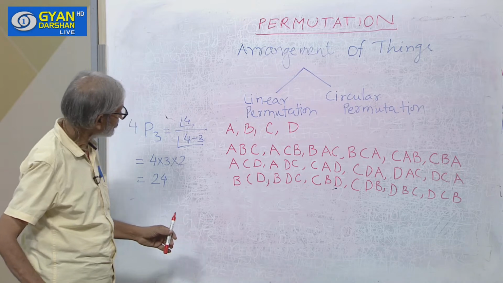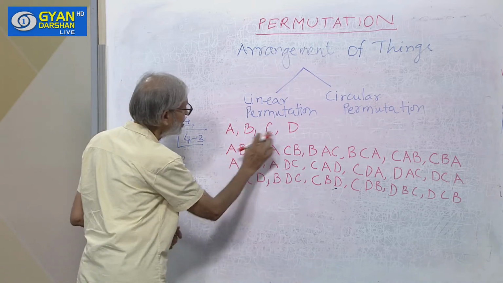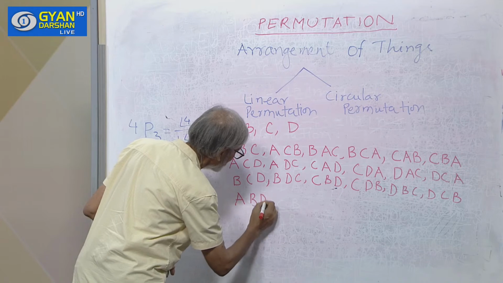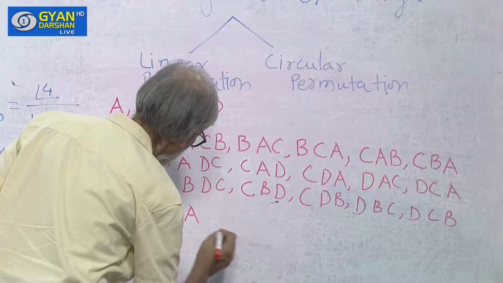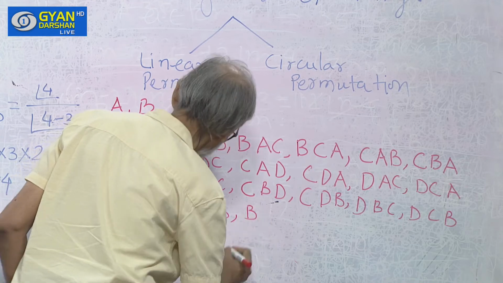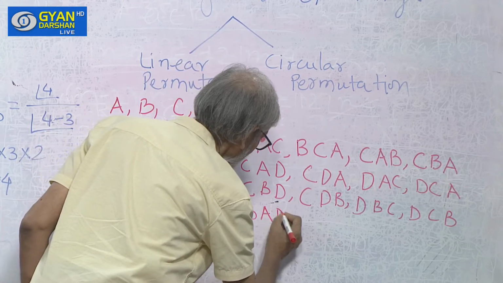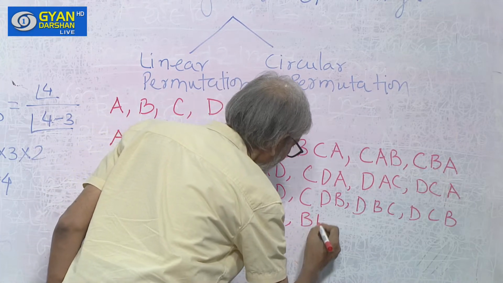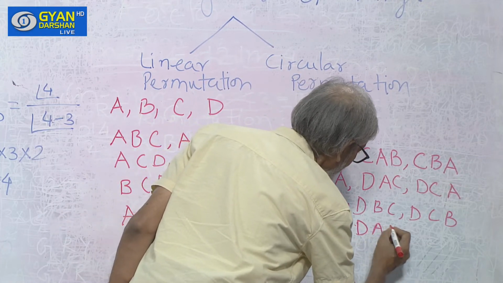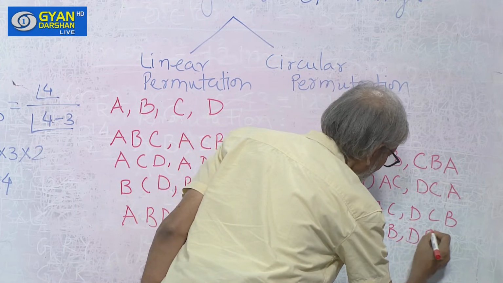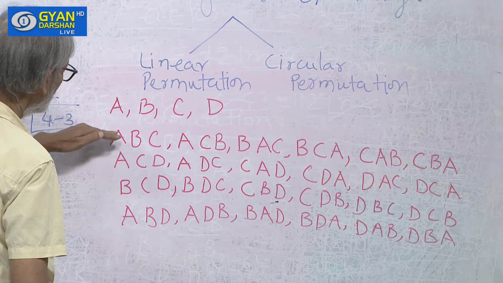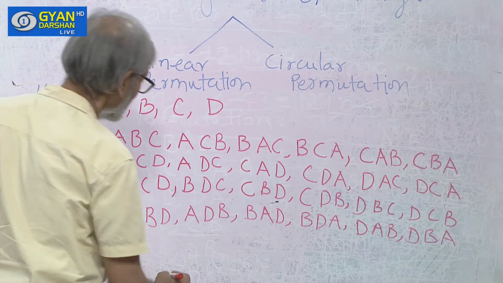Yes, ABD. ABD is missing here. So, if I take ABD, again 6 will come here, ABD. So, ADB, then BAD and BDA, then DAB and DBA. So, you can see here that this constitutes 24.